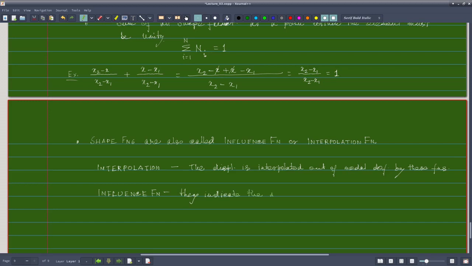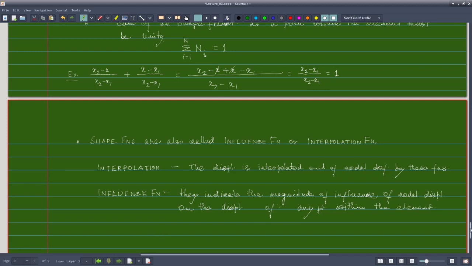Okay, so we call them influence functions because they indicate the magnitude of influence of nodal displacements on the displacement of any point within the element. That's why we call it influence function.